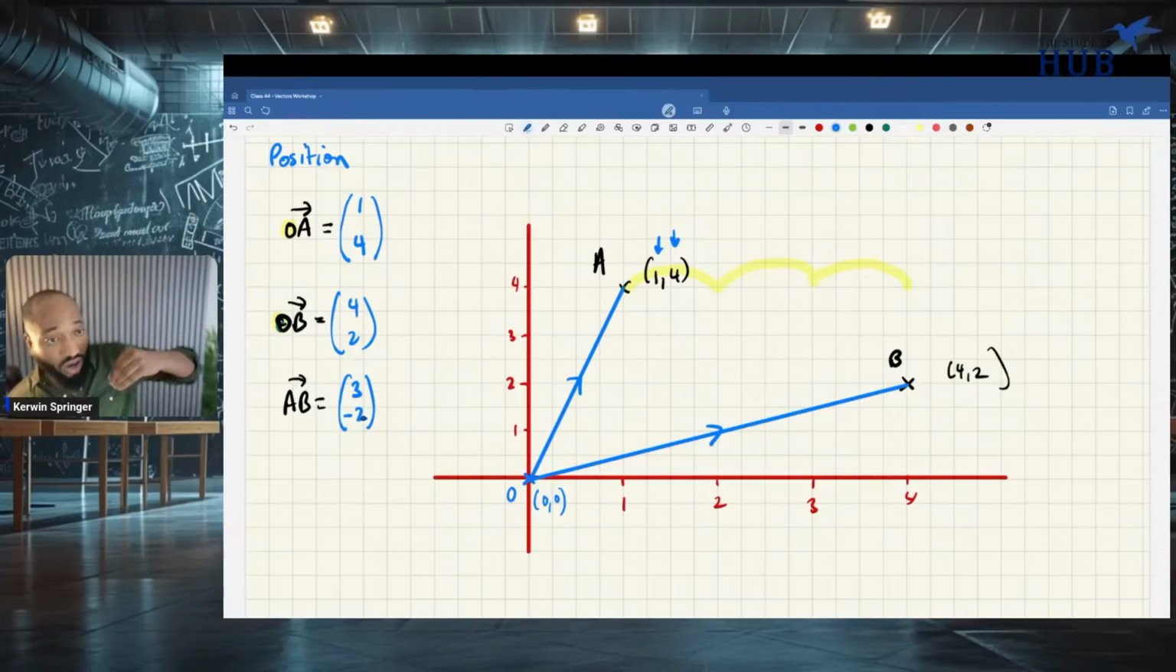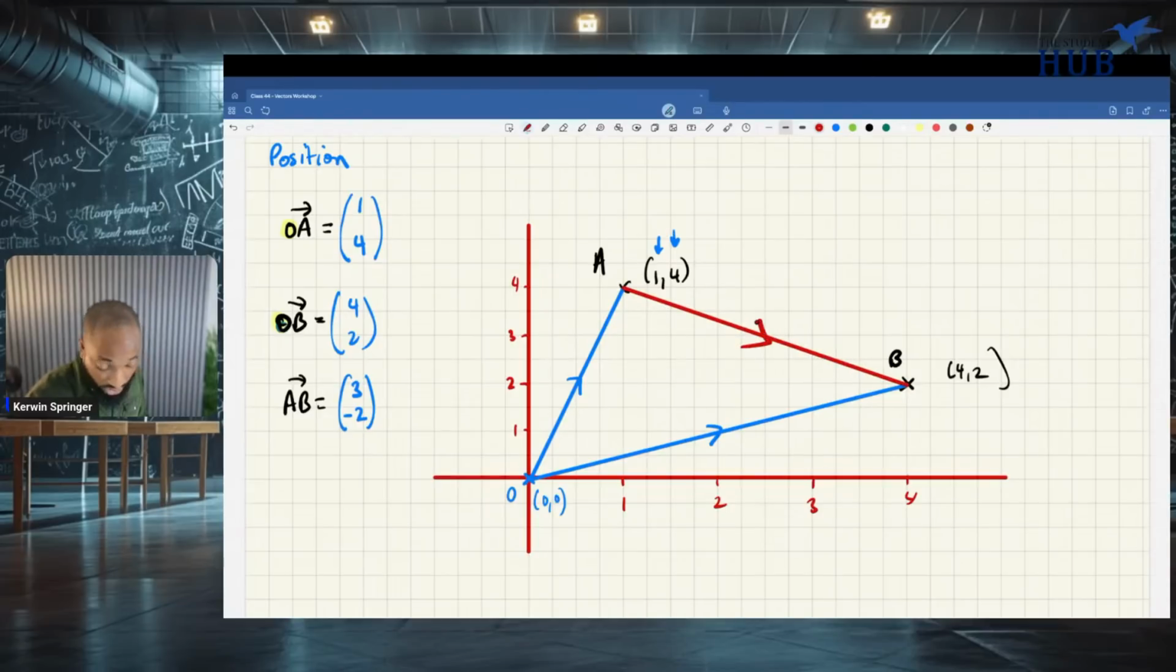Because if you go down, it's negative. If you go to the left, it's negative. Now watch the scale. The scale is a little weird here, right, Jono? So it's actually 3, negative 2. So, all right. But we can also figure out AB by using something called the triangle law.